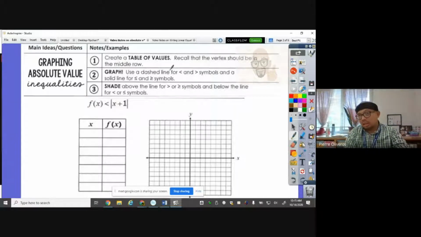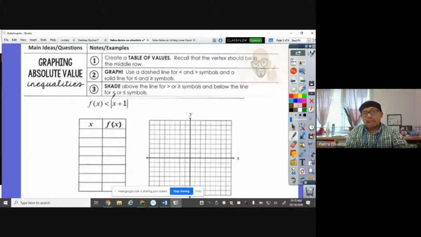Number two, use a dashed line or dotted line, and I mentioned this already, if it's less than or greater than symbols only. A solid line will have an equal to, like less than or equal to or greater than or equal to symbols. Number three, shade the above portion of the graph if it's greater than or greater than or equal to, and below the line if it's less than or less than or equal to symbols. Okay, so let's do number one here.